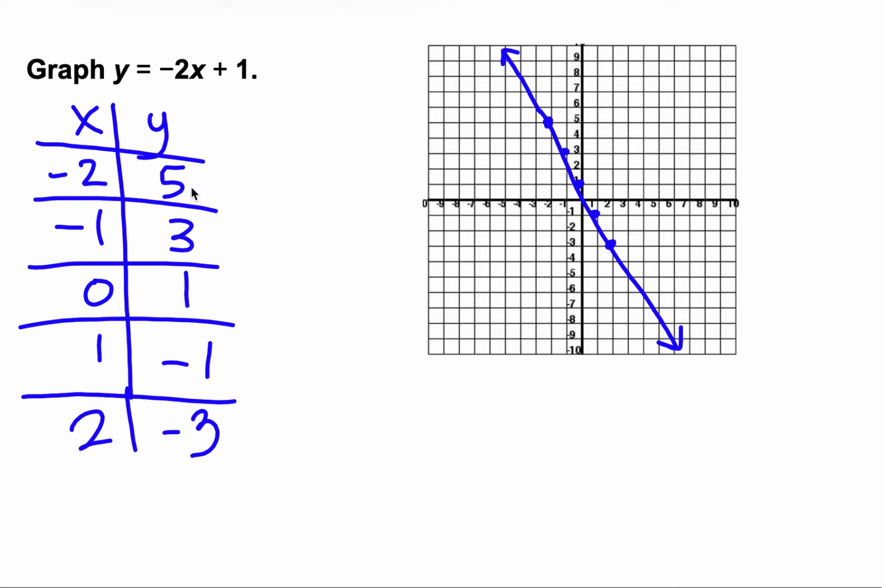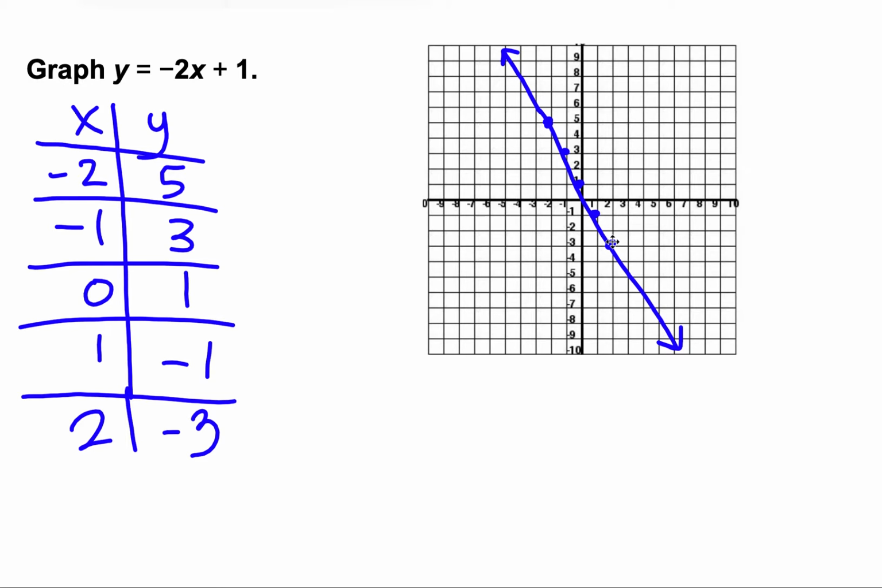So then I have my ordered pairs. My first ordered pair was negative 2, positive 5. So I went over to this graph. I went negative 2 for my x value, so over negative 2 to the left, and then up 5 made my ordered pair. Then I did negative 1, positive 3, so over negative 1, up 3. 0, 1, so I went over 0, up 1, made my point. 1, negative 1, I went over 1, down 1, made my point. And then 2, negative 3, I went over 2, down 3, made my point. And then I connected them with a line.